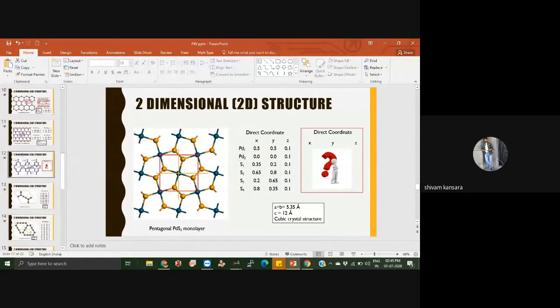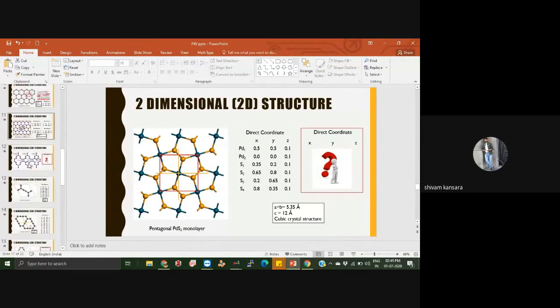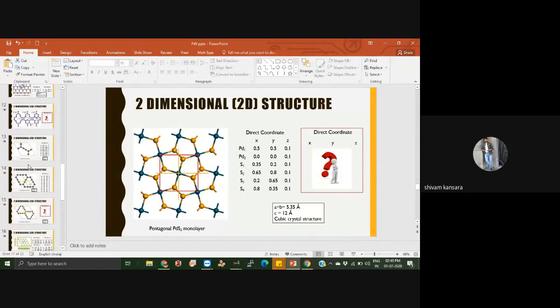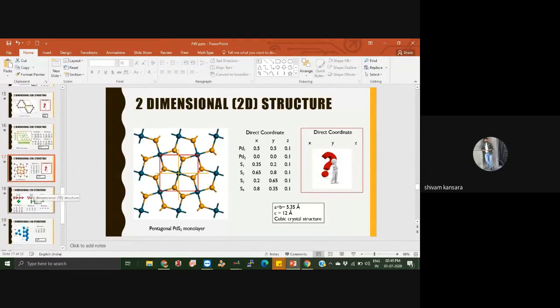Okay, do you have any query about three-dimension or two-dimension, or do you want to ask any question? If not, we can go for the one-dimensional system. No query? Okay, fine.